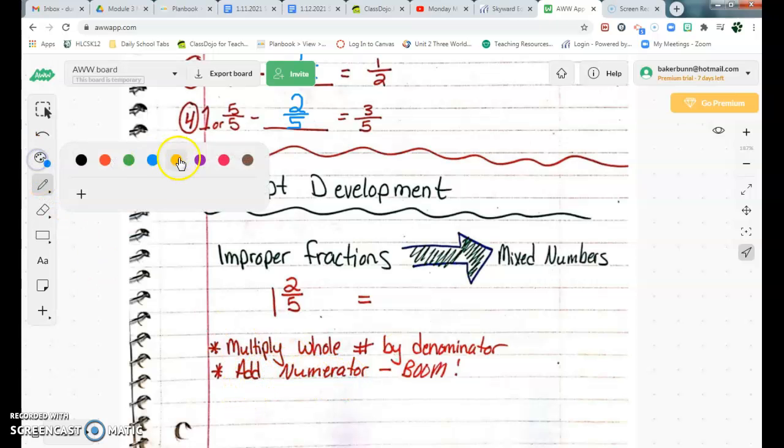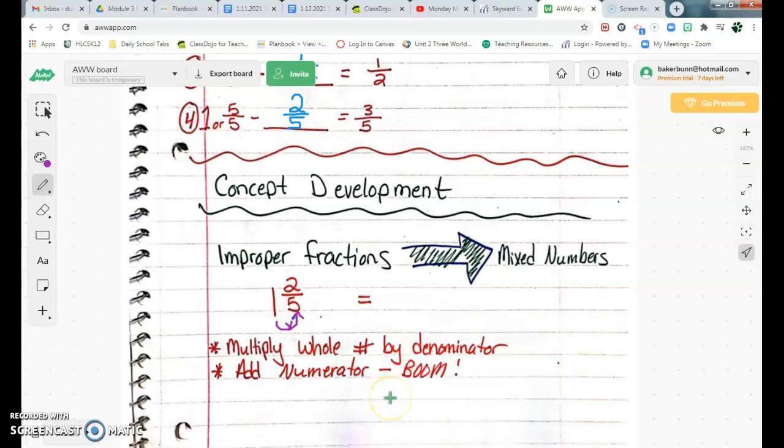So for example, if I wanted to convert 1 2/5 into an improper fraction, I take 1, I'm going to multiply that by the denominator. So 1 times 5. 1 times 5 is 5. Then I take that answer and I add it to the numerator. So 5 plus 2 is 7. Then I put that over my original denominator. So 1 2/5 is the same as 7/5.